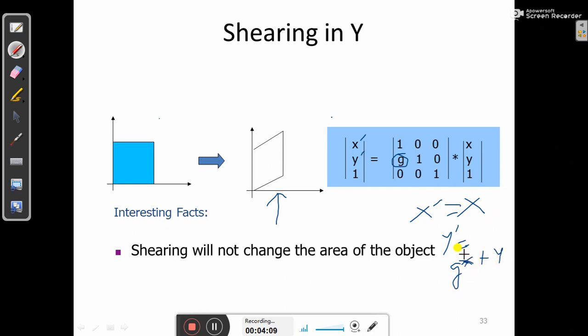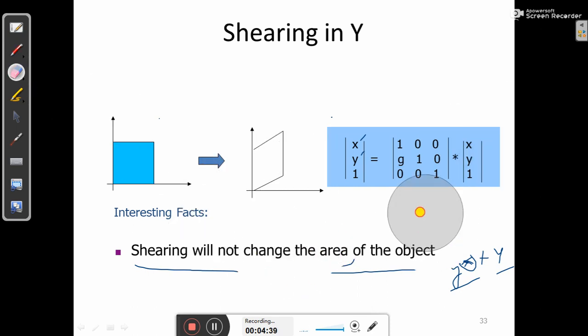So here you can see x is multiplied with z, so y will be translated linearly with respect to x, multiplied with the shearing factor z, which is applied in that direction. That is, we are applying shearing in the y direction. Then the object will become like this. Shearing will not change the area of the object, meaning the total area will not change if you apply shearing.